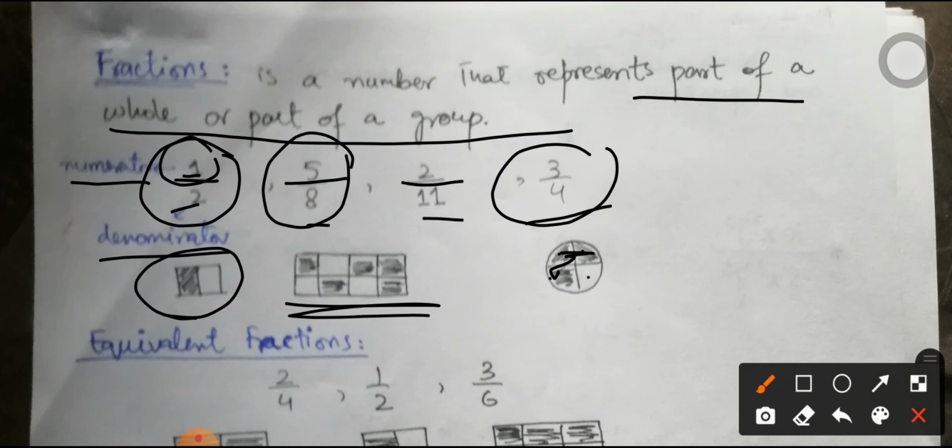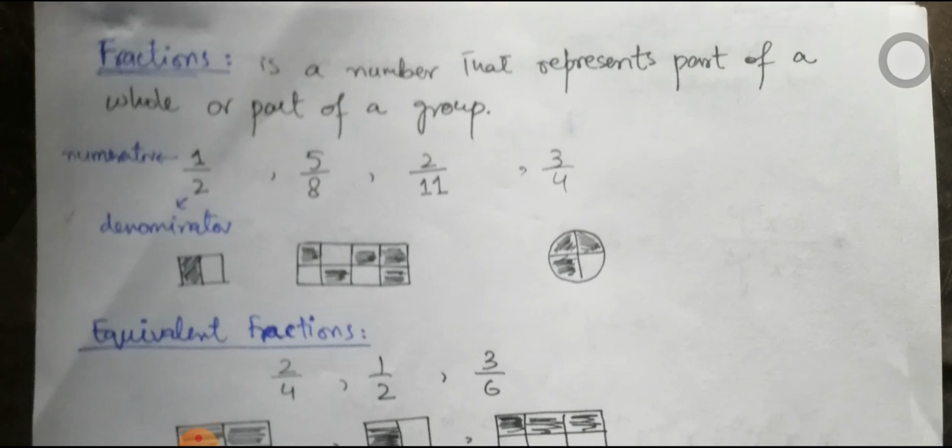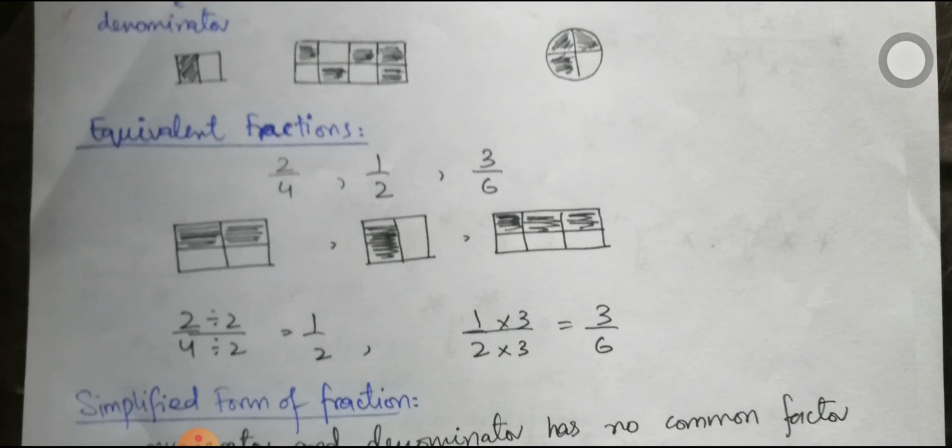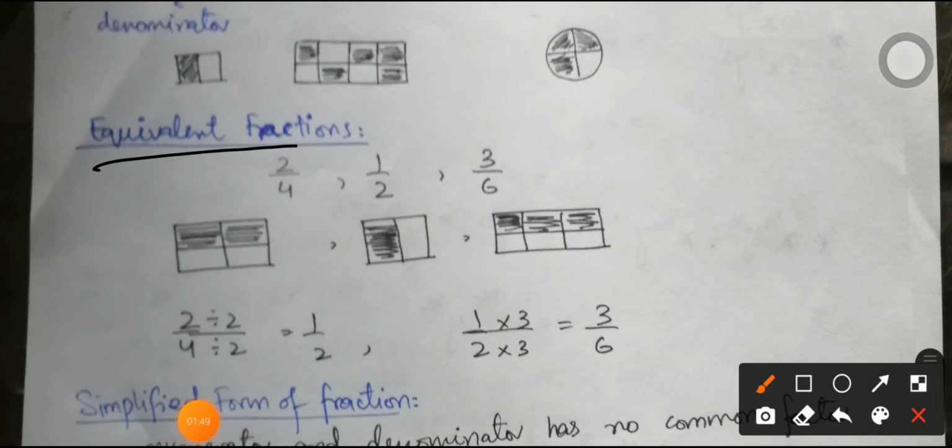So the denominator normally represents the total number of parts, and the numerator represents the number of parts we are taking at one time. The next topic is equivalent fractions. Equivalent fractions are two fractions that represent the same number, like 2 by 4, 1 by 2, 3 by 6.